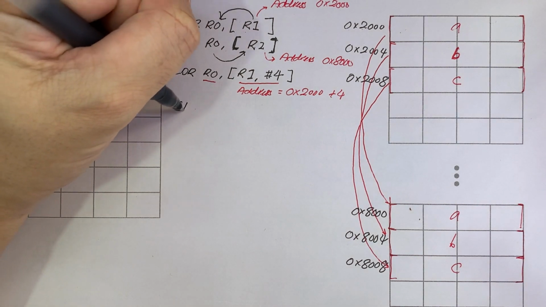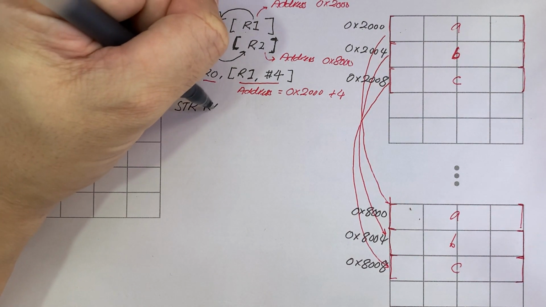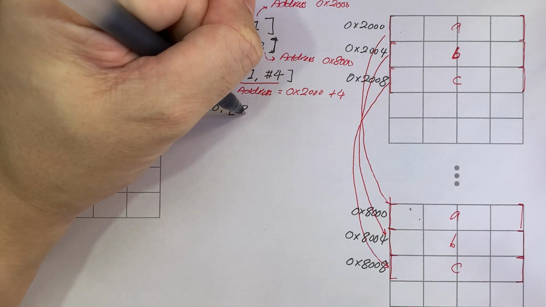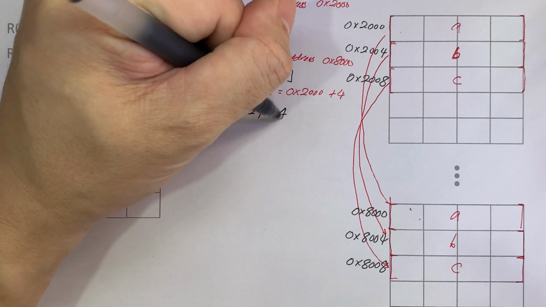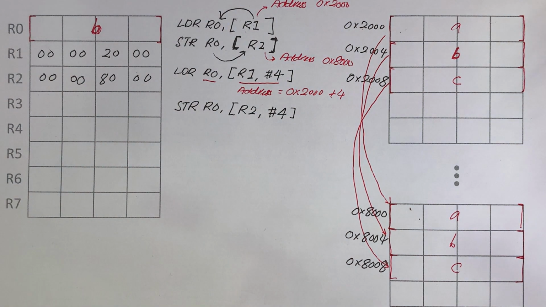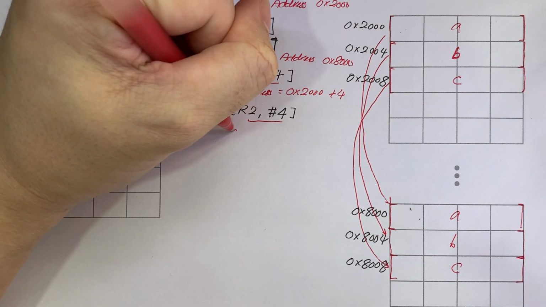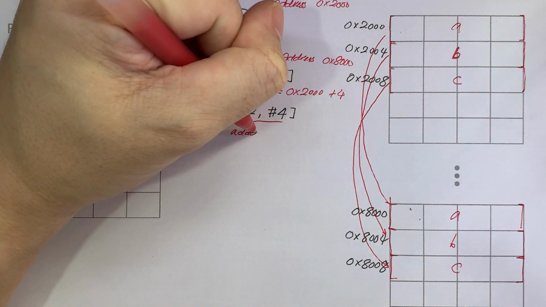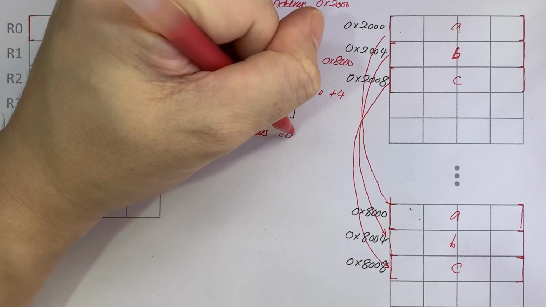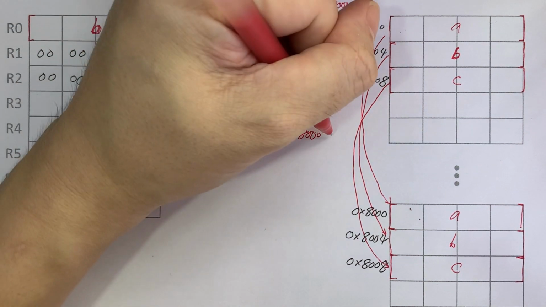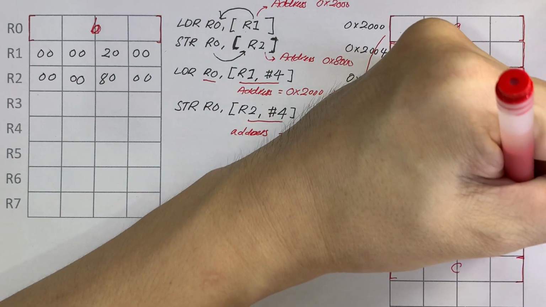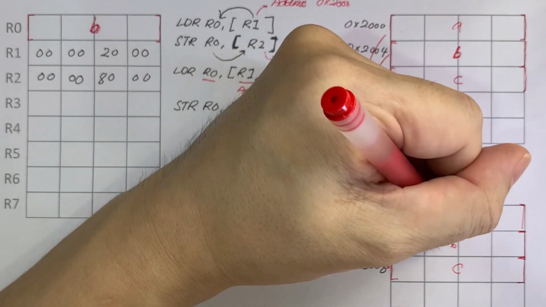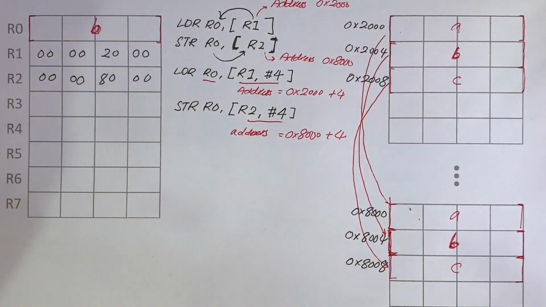Then I could store whatever value I got in R0 to R2, and the offset is 4. Alright, so that I can modify the address from 8000 plus 4, and move B there.